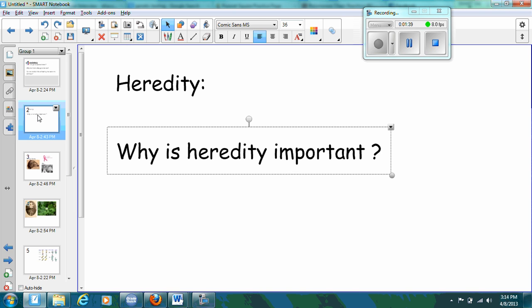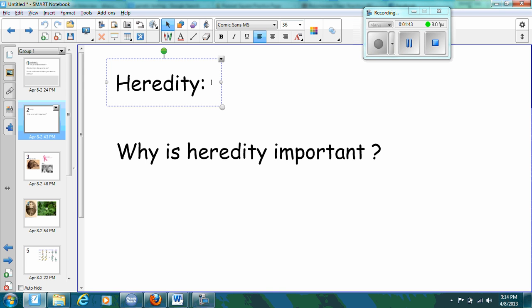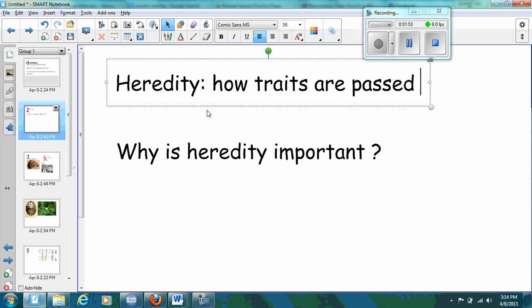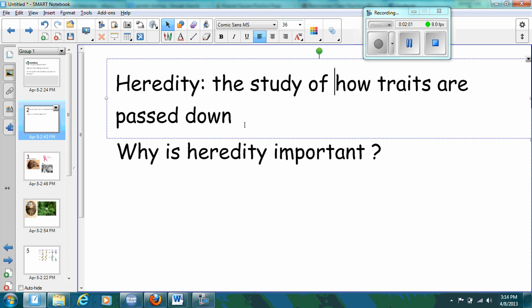So first, let's talk about heredity. We need to first know what heredity is. Heredity is how traits are passed down, or the study of how traits are passed down. Okay? The study of how traits are passed down.